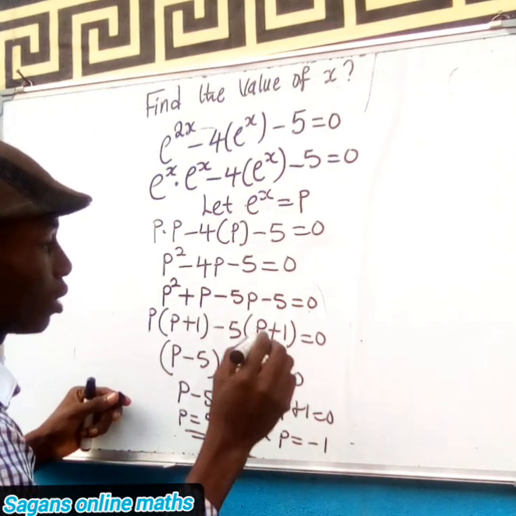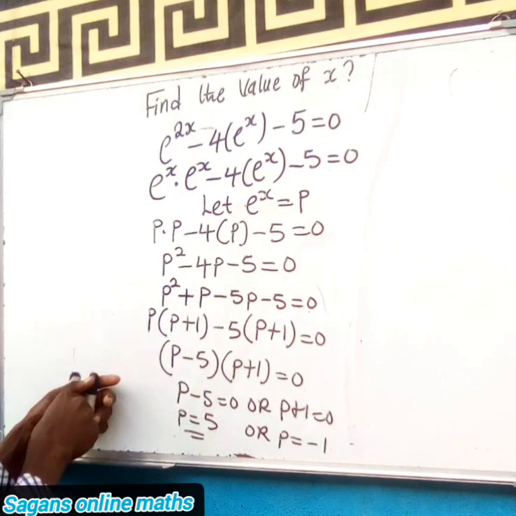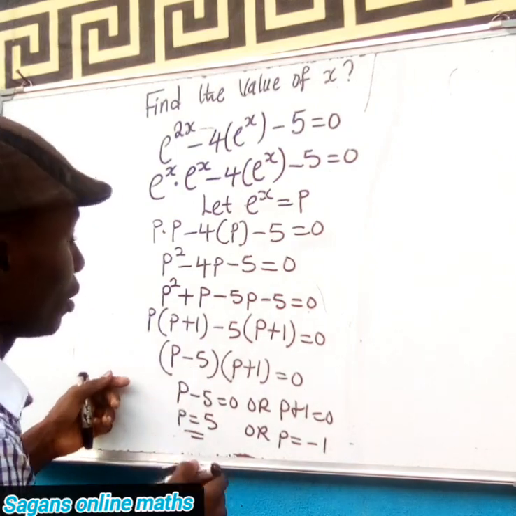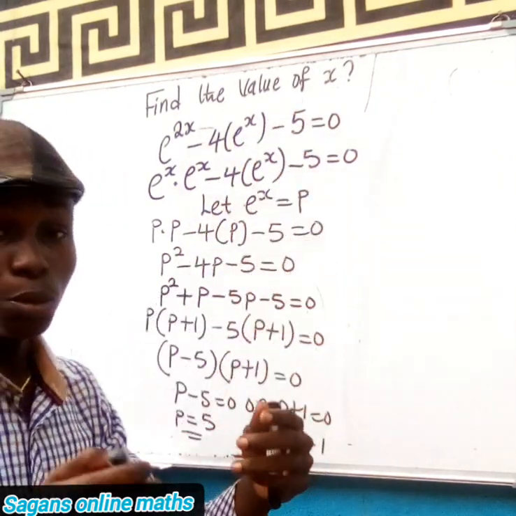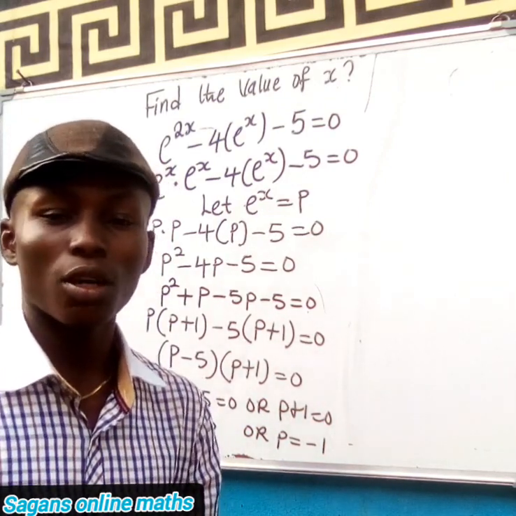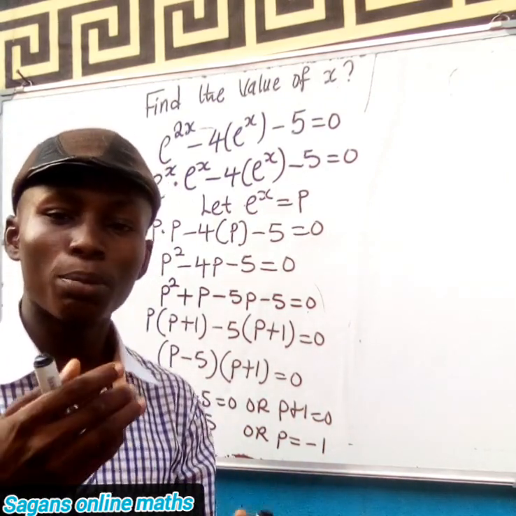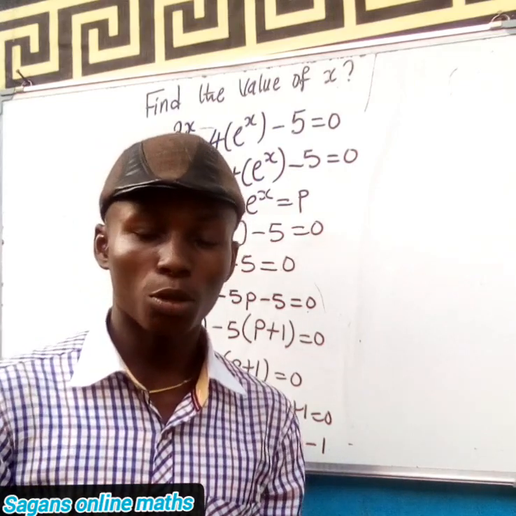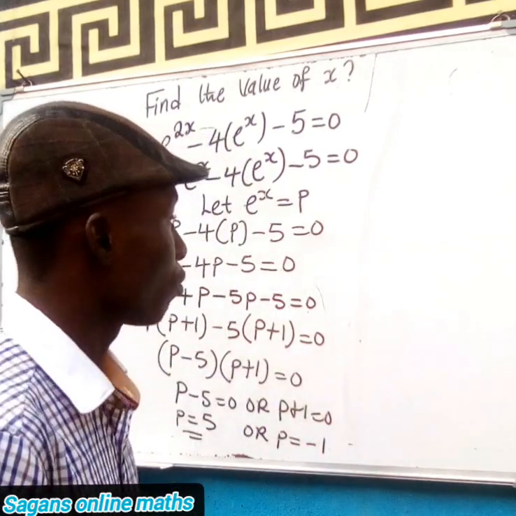Now let's recall that we are not asked to solve for p. We are asked what is the value of x. I know you'll be wondering why I am using p instead of solving for x. We are using p so that this problem can be easily solvable. Remember that we are asked to find the value of x.